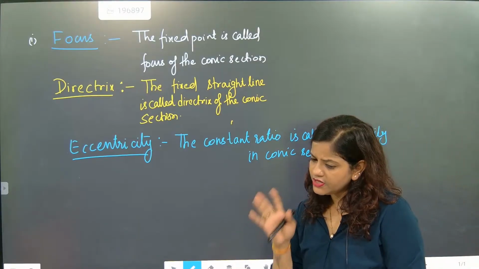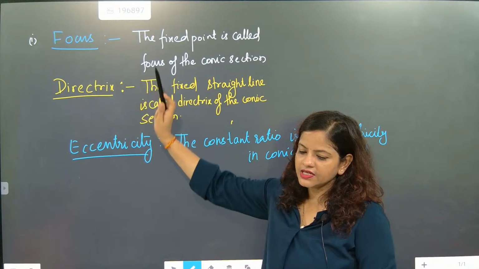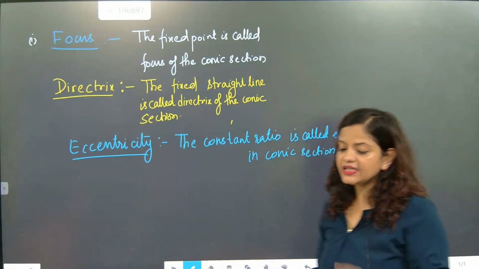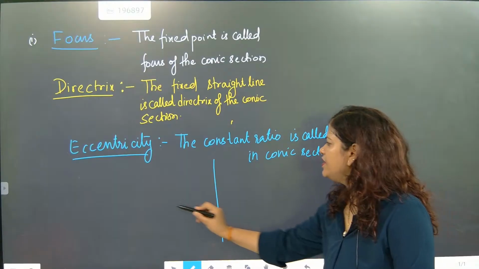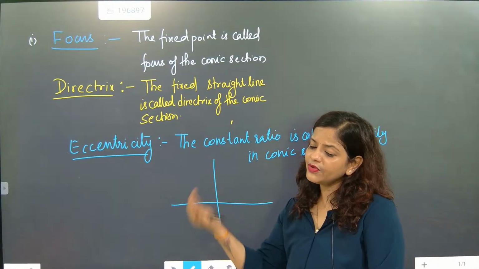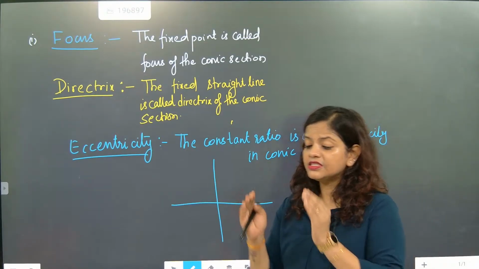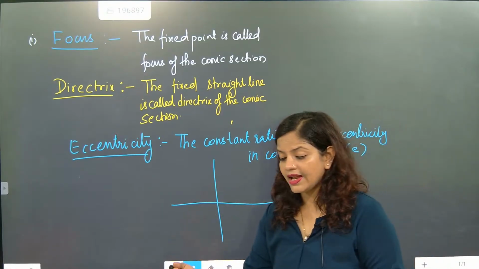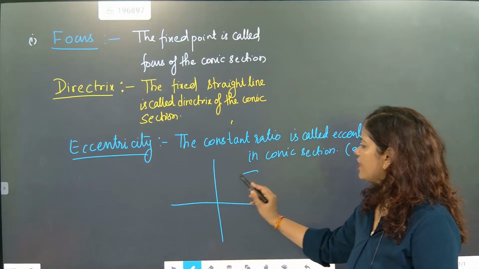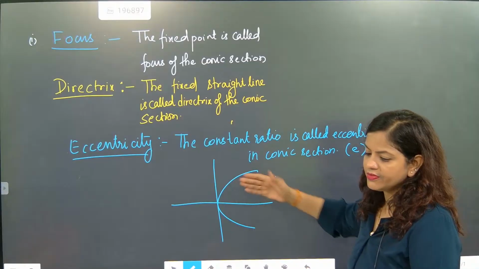Now only the three major sections were there. First is focus, directrix, eccentricity. Conic section is all about this. Next part is axis. We already know that the x-axis and y-axis play the crucial role, and whatever figure you draw will be symmetrical either along the x-axis or along the y-axis. Like here, if you draw a parabola, definitely if you fold it, it will be symmetrical.